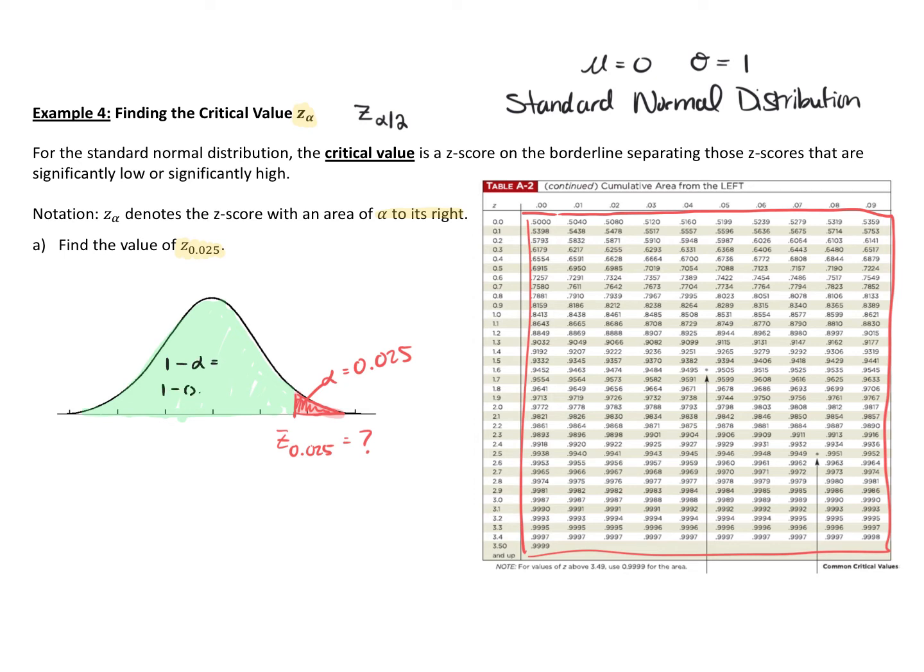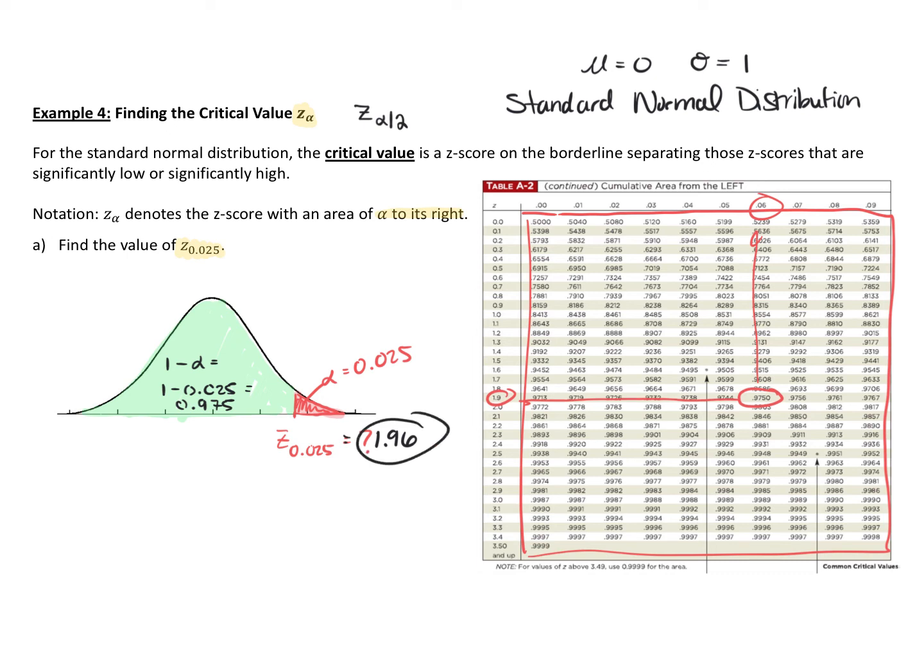So 1 minus 0.025 gives me an area of 0.975. Now I can go to the table and search for an area of 0.975, and hopefully you will see that 0.975 corresponds with a z-score of 1.96. So this tells me that the critical value is 1.96. It's the z-score that corresponds to an area of 0.025 on the right.